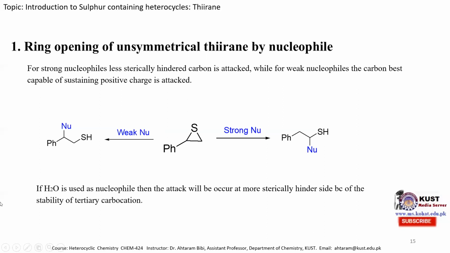So if water is used as a nucleophile, which is a weak nucleophile, then the attack will occur at the more sterically hindered side because of the stability of the tertiary carbocation. So if we use water molecule, which is a weak nucleophile, then it will attack on this carbon atom because the tertiary carbocation is more stable as compared to secondary and primary carbocation.